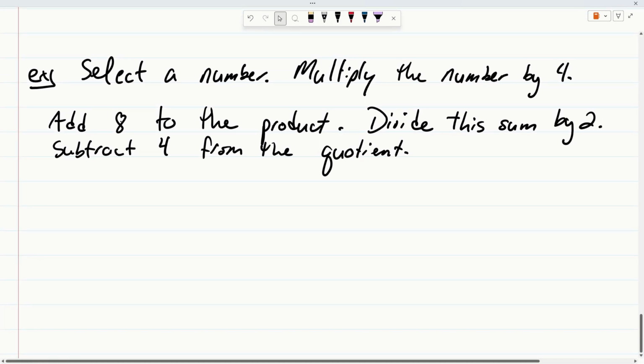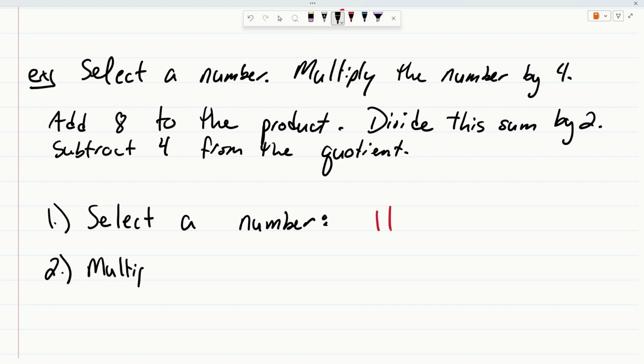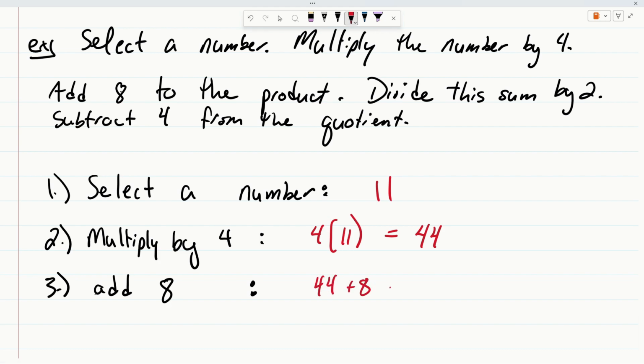So it seems like there's a lot going on here, but just like any word problem, let's take it one sentence at a time. First thing we're going to do, select a number. Well, I'm going to pick my favorite number, 11. Next, we're going to multiply the number by 4. Now, this is going to be a product. So, 4 times 11 equals 44. Third, we're going to add 8 to the product. So, 44 plus 8 equals 52.